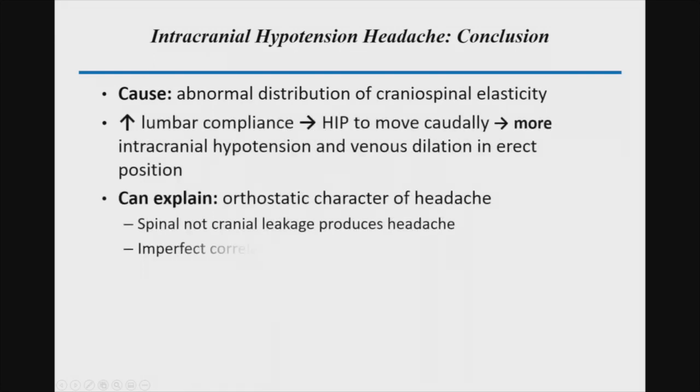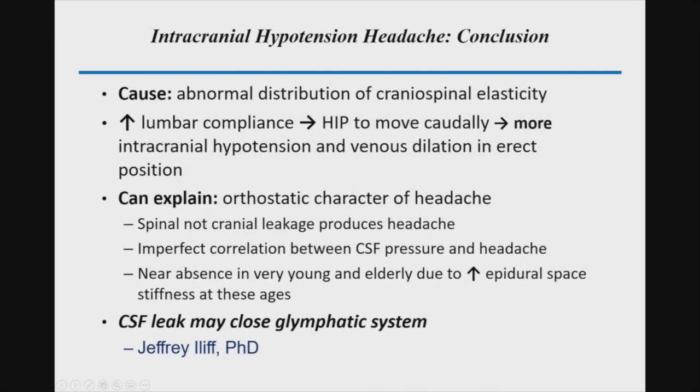So what can we conclude? Intracranial hypotension may be caused by an abnormal distribution of cranial spinal elasticity. Increased lumbar compliance causes the hydrostatic indifferent point to move down, causing more intracranial hypotension and venous dilatation in the erect posture. It can explain the orthostatic nature of the headache, the fact that spinal, not cranial, leakage produces a headache, the imperfect correlation between pressure and headache when you measure in the lateral decubitus position, and near absence in the very young and the elderly.